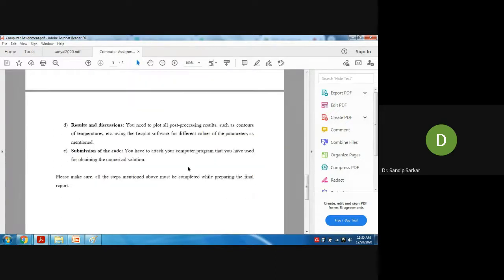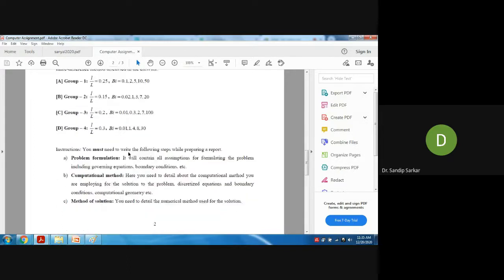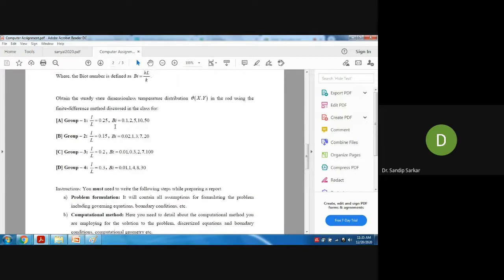Then you have to write the results and discussion part. If you perform a grid independence test, you are welcome to include it. Then you have to generate your post-processing results. Here you have to employ Techplot software for generating the post-processing results for different Biot numbers, for example Biot number equal to 0.1.